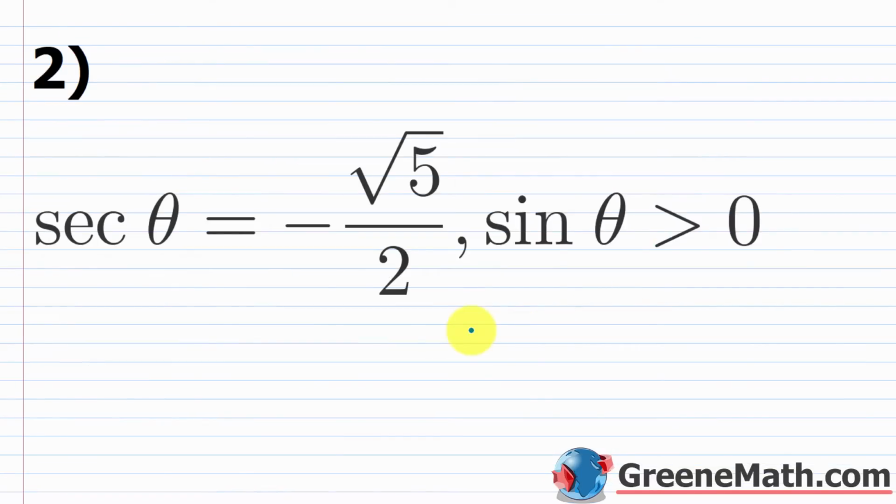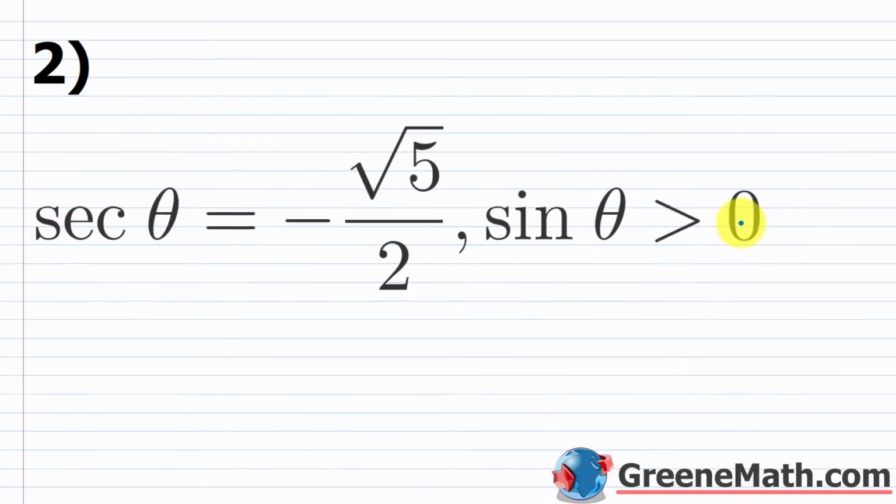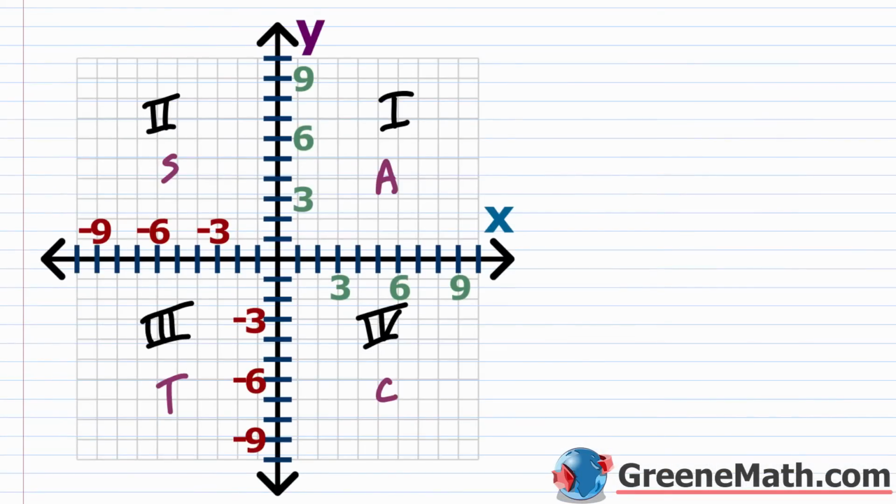All right, let's take a look at problem number 2. We have the secant of theta is equal to the negative of the square root of 5 over 2. And we have the sine of theta is greater than 0, or you could say positive. Going back to our coordinate plane, if the secant of theta, which is the reciprocal of the cosine of theta, is negative, where does that happen? Well, that happens in quadrants 2 and 3. And if the sine of theta is positive, where does that happen? Well, that happens in quadrants 1 and 2.